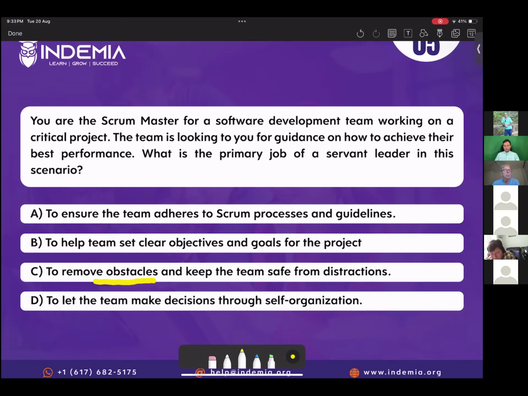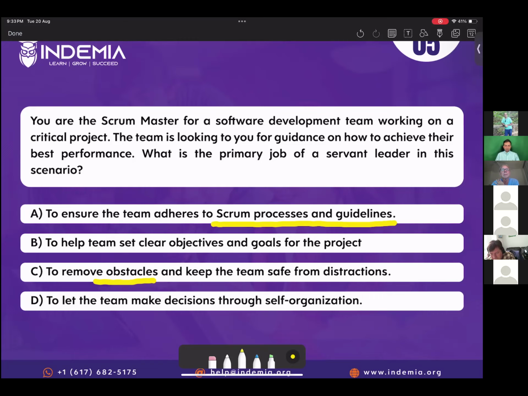Robin, you have chosen option A. I considered that the team would need to have a continued process of performance. And I didn't think that setting objectives, removing obstacles, or option D actually fitted with that. But option A does. So that's why I chose option A. All right, thank you, everybody.